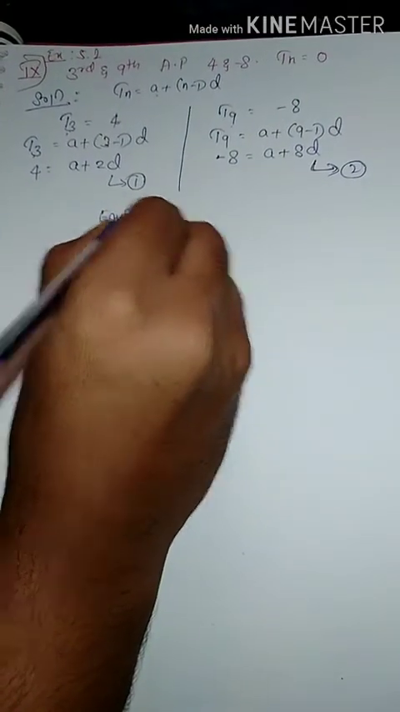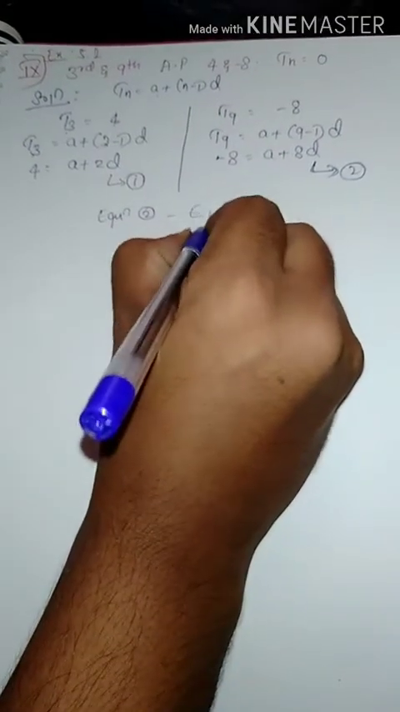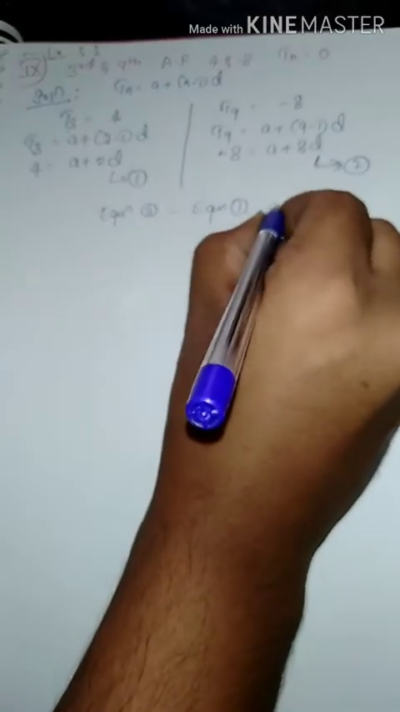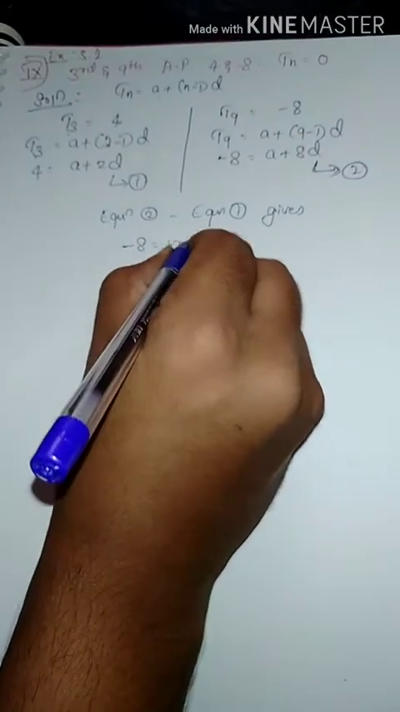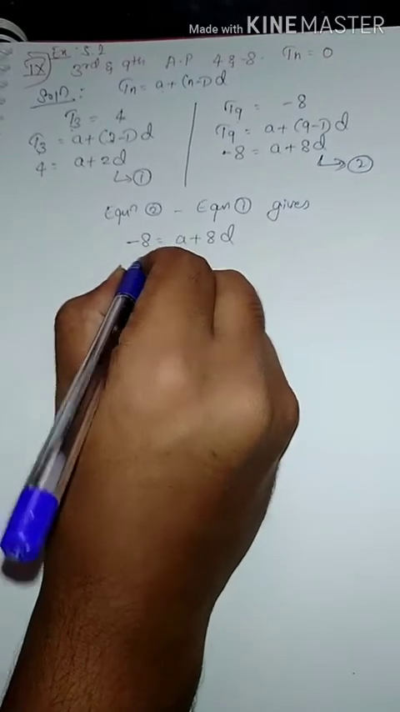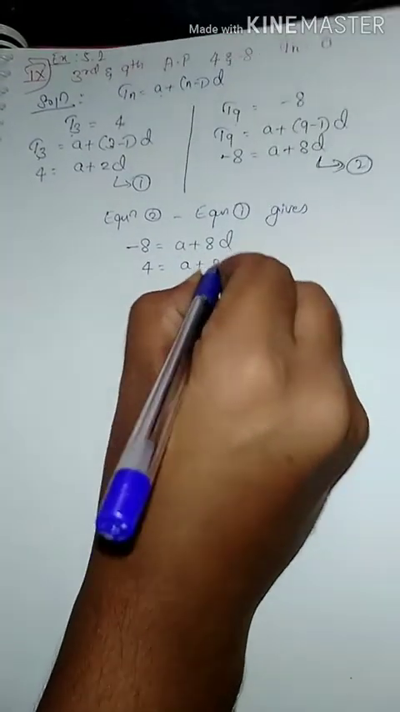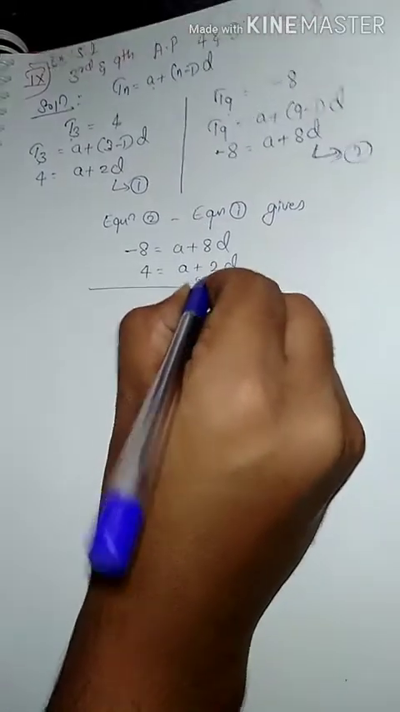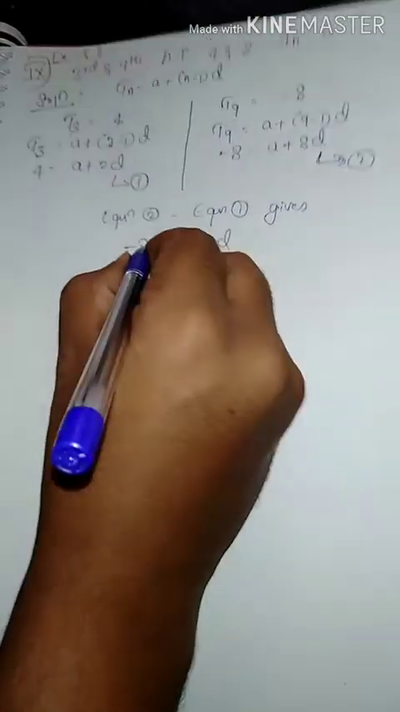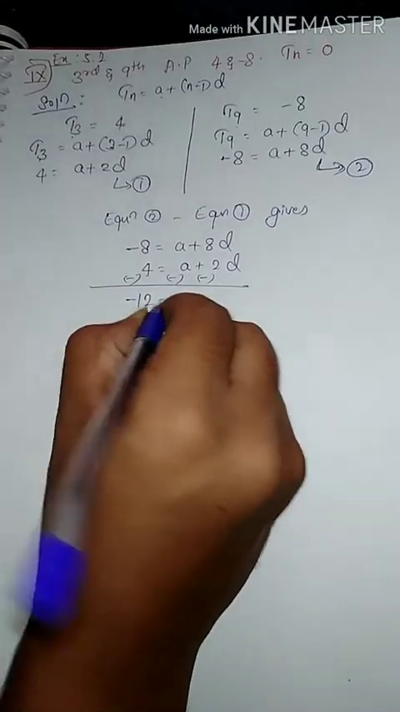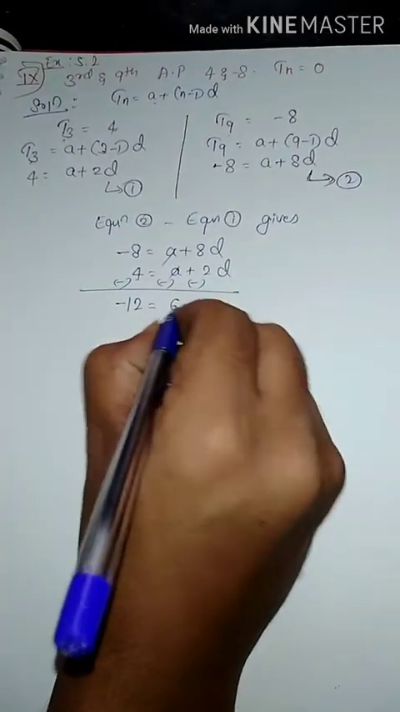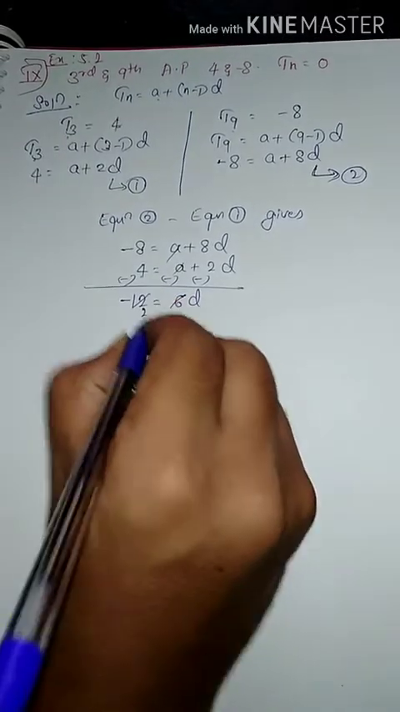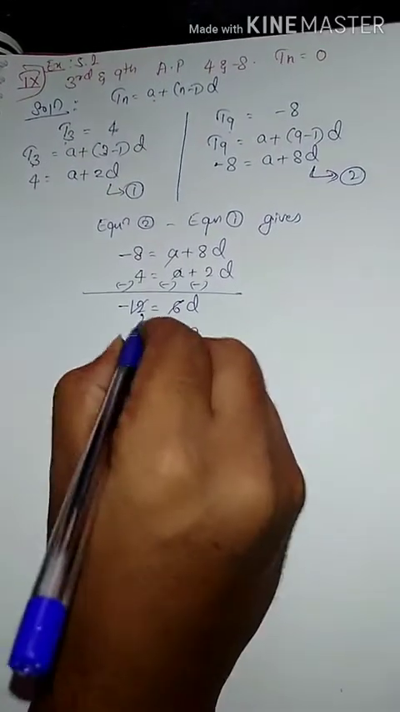So equation 2 minus equation 1 gives: equation 2 is minus 8 is equal to a plus 8d, and equation 1 is 4 is equal to a plus 2d, and here the signs become reversed, minus and minus. Minus 8 minus 4 is minus 12, plus a minus a cancel each other. 8d minus 2d is 6d. 6 1s are 6, 6 2s are 12. So d is equal to minus 2.